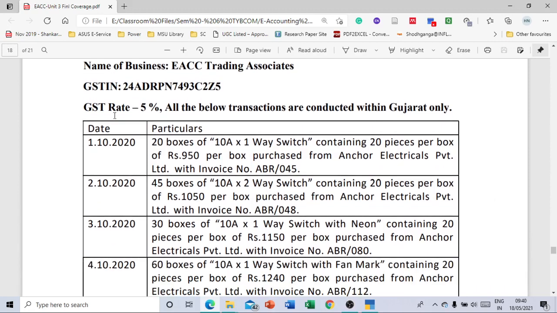The first entry says, for example, on 1st of October 2020, 20 boxes of 10 ampere one way switch. So it is an electrical item. Not an issue. So 10 ampere one way switch containing 20 pieces per box, at rupees 950 per box, purchased from Anchor Electricals Private Limited with invoice number ABR-045.